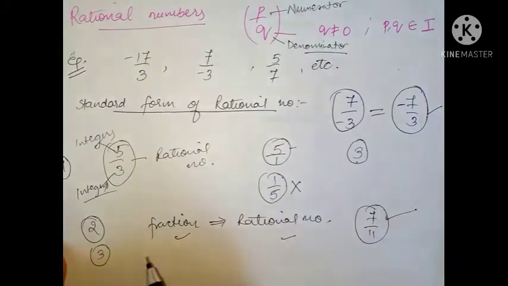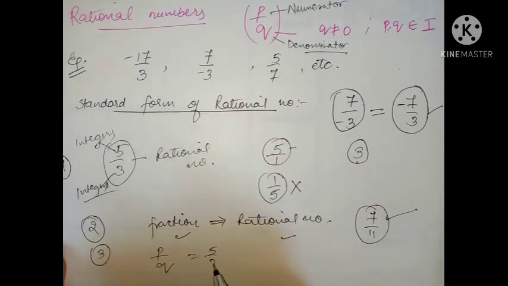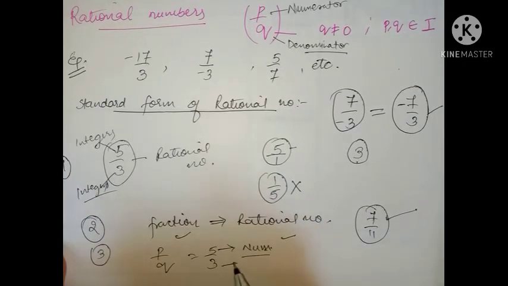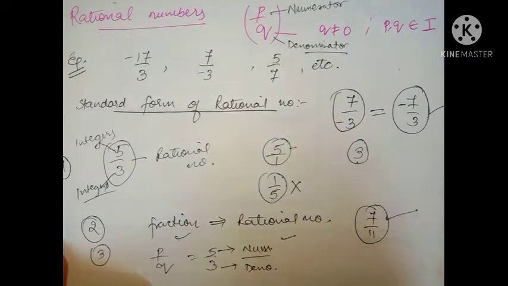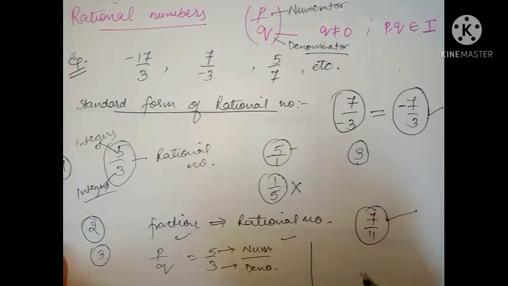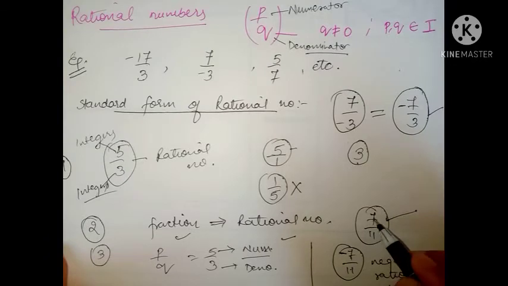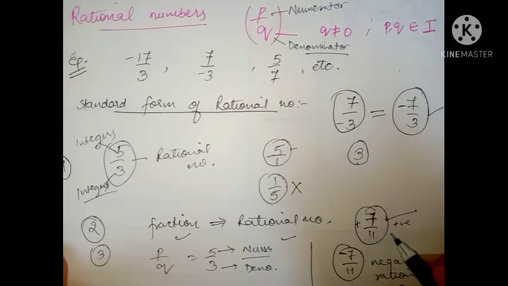Okay, so this was our third point, that whenever we write p upon q, any number, suppose 5 upon 3, then this is the numerator and this is called denominator, right? Next, you can say that if any number, suppose minus 7 upon 11, there is a negative symbol, so overall this will be called a negative rational number. And here it is written 7 upon 11, which is positive, so this will be called a positive rational number.